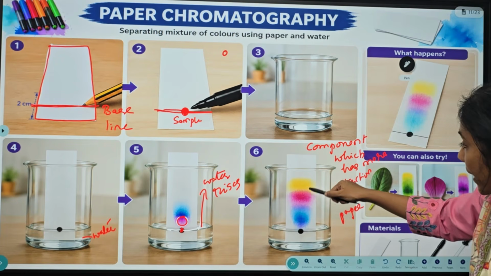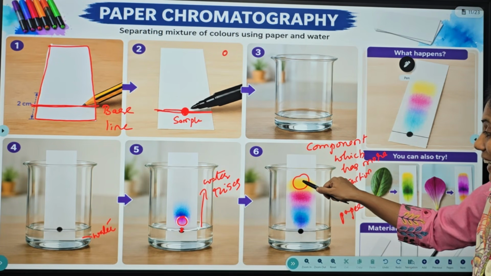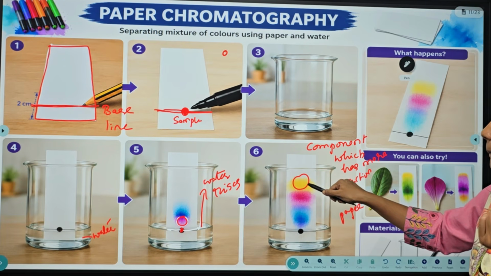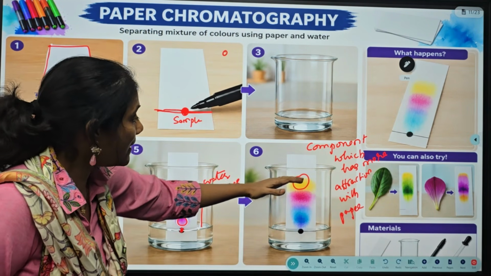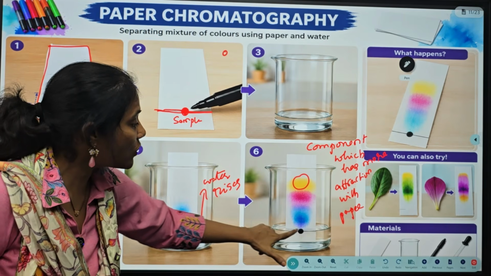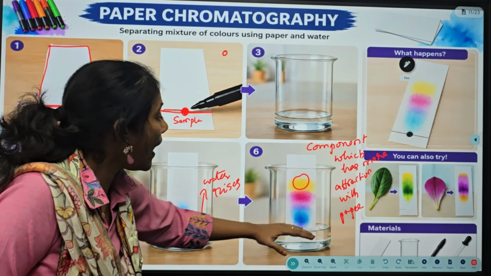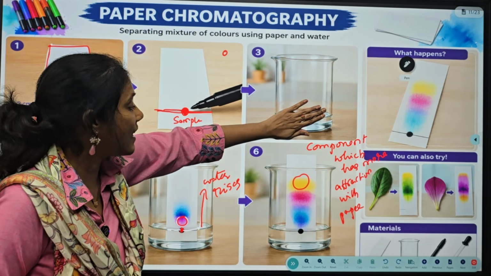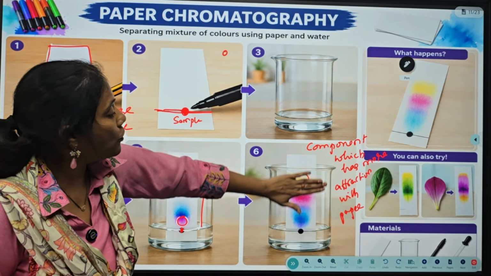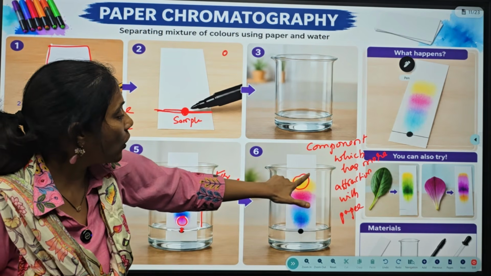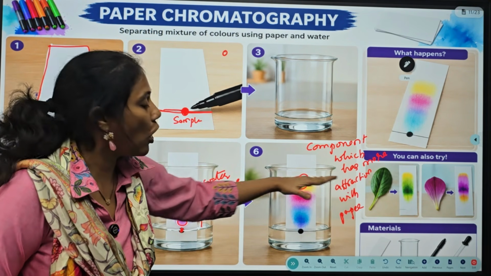See here, look at here, the yellow one is there on top. What does that indicate? That yellow color having chemical must have had more attraction with solvent. It must have had more attraction with water. So as the water level rose up, along with the water, that yellow color chemical also rose up and it got separated and it is clearly visible on top.